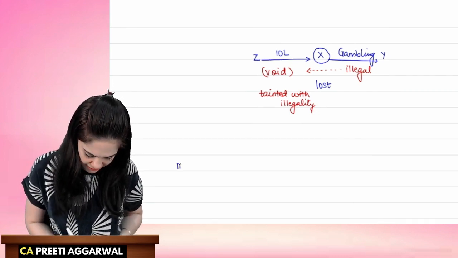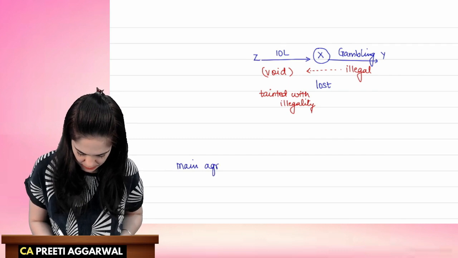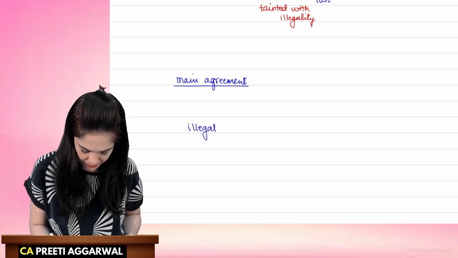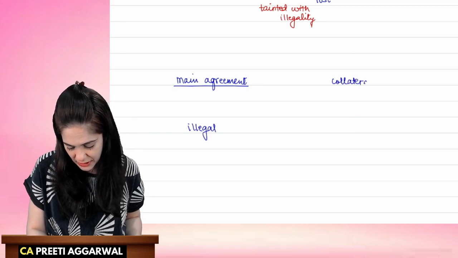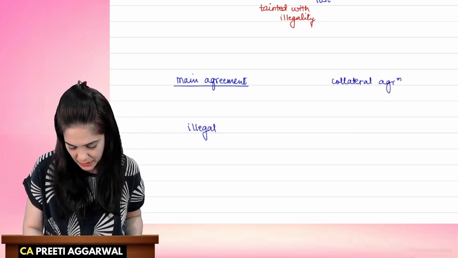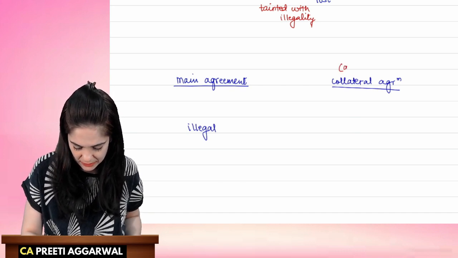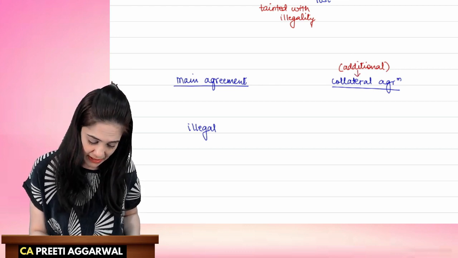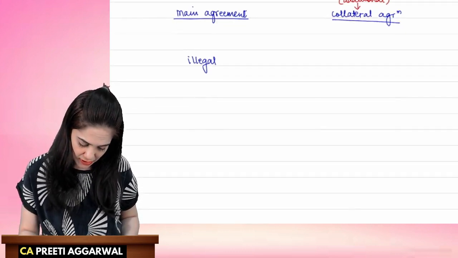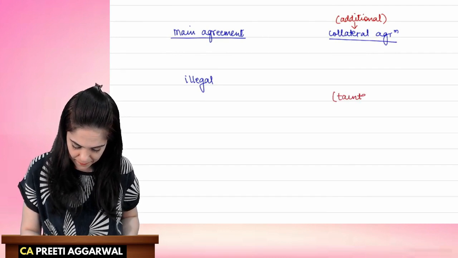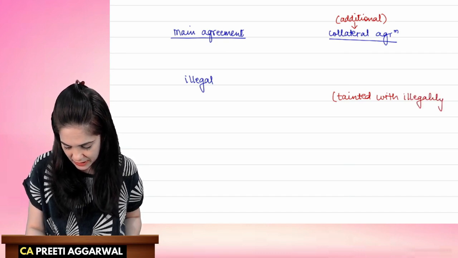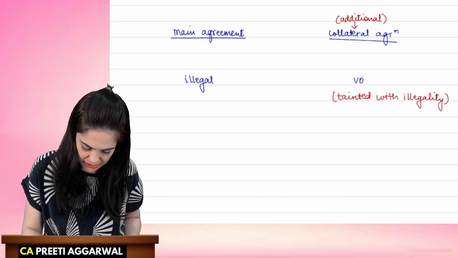Now if the main agreement is illegal, the collateral, what is the meaning of collateral agreement? Collateral means additional agreement. The meaning of the word collateral is additional. If the main agreement is illegal, the collateral is also tainted with illegality. उस पे भी illegality का दाग लग जाता है. And hence the agreement is void.